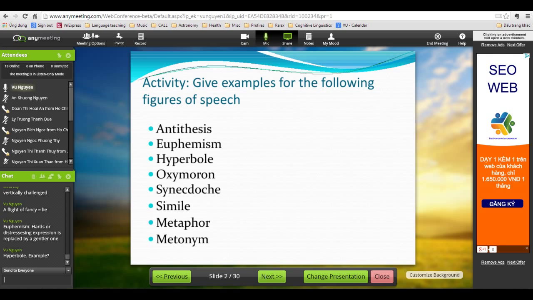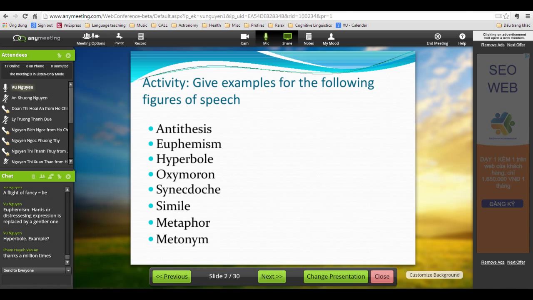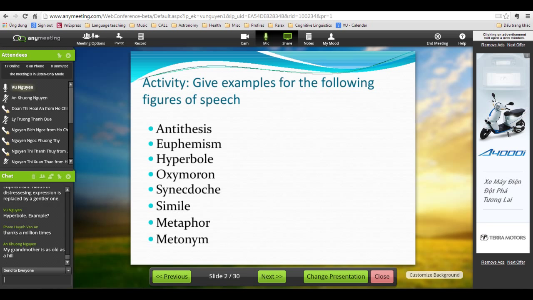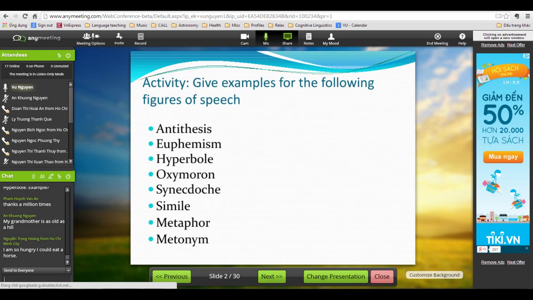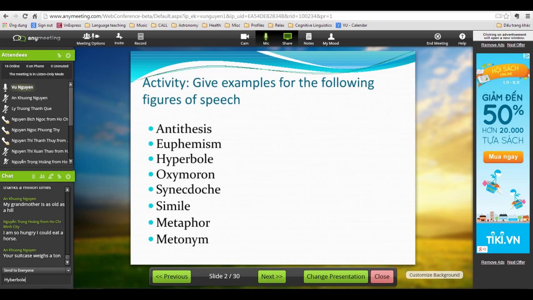Hyperbole. Alright, thanks a million times. Great, that's a very nice example. What else? Okay, so as a hue. Very nice. Good. Now, any others? Yeah, I could eat a horse. That's also a very nice hyperbole. Yeah, your suitcase weighs a ton, so very nice example.